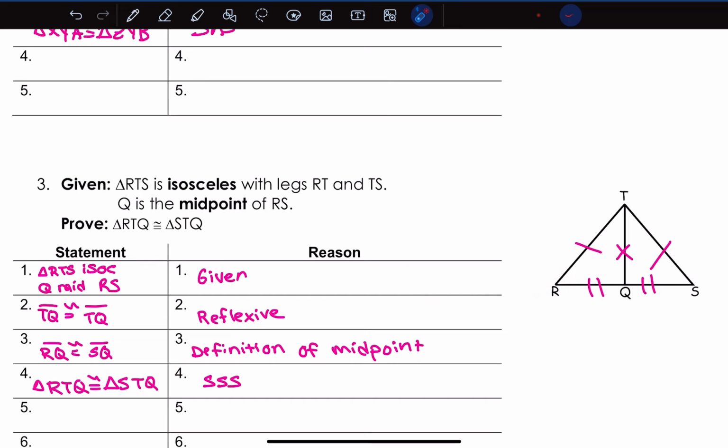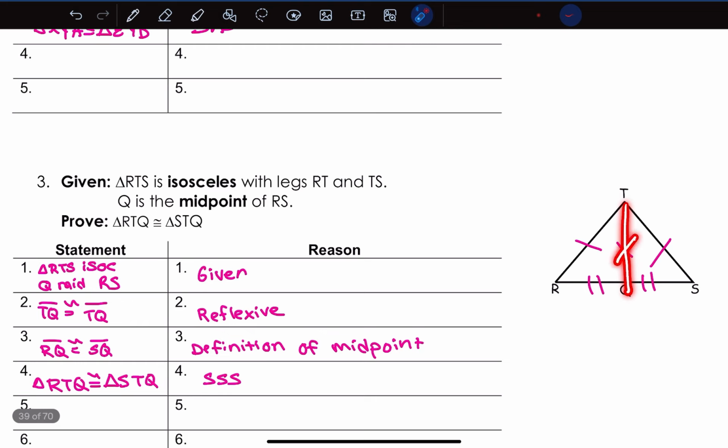So there should be an extra line in here. You're also given that Q is the midpoint. So you know that RQ is congruent to QS. I have two sides. I don't see anything about angles, but I know that there is a shared segment, so I can use reflexive to get side, side, side.